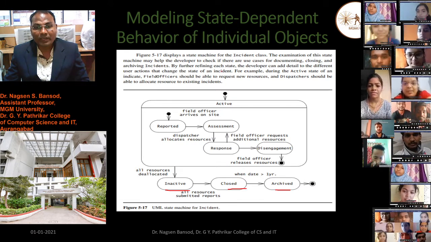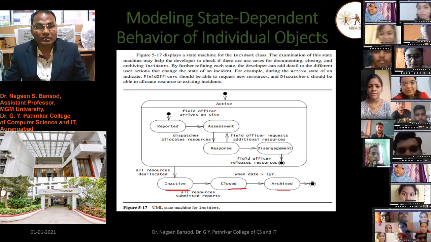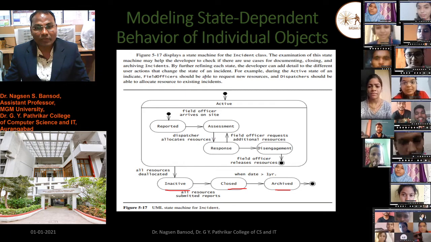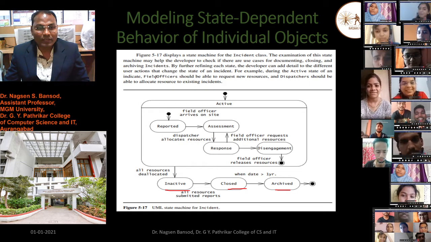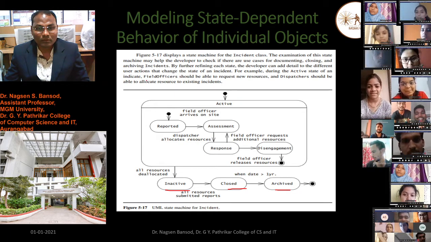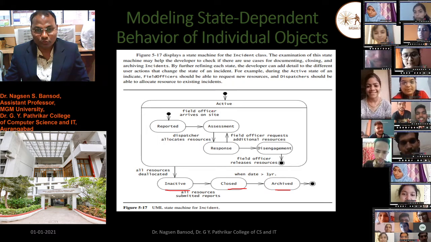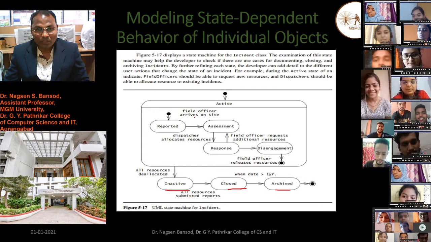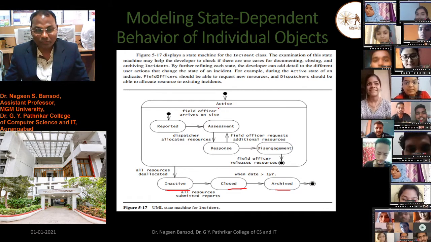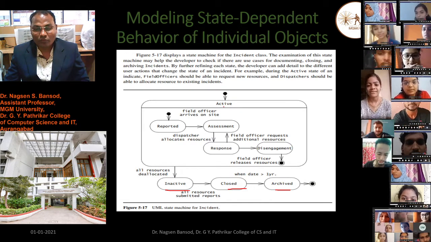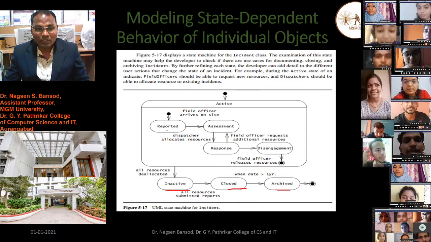By further refining each state, the developer can add detail to the different user actions that change the state of an incident. For example, during the active state of an incident, the field officer should be able to request new resources. Field officer arrives on site. In the first state, what happened? Active. Once the software is active, the field officer arrives on the site, which means it will report.